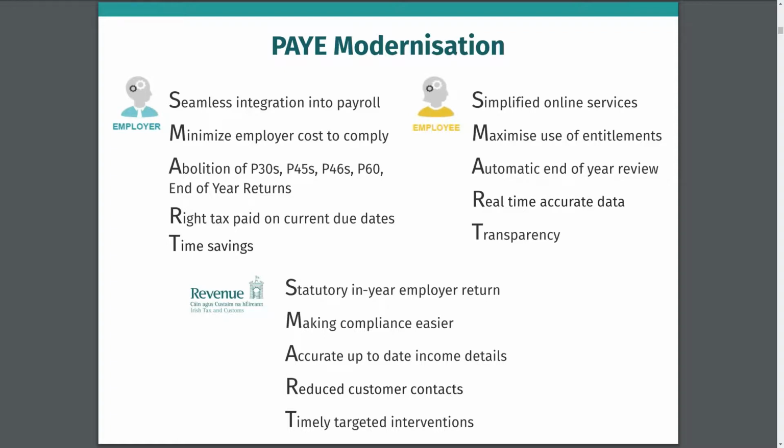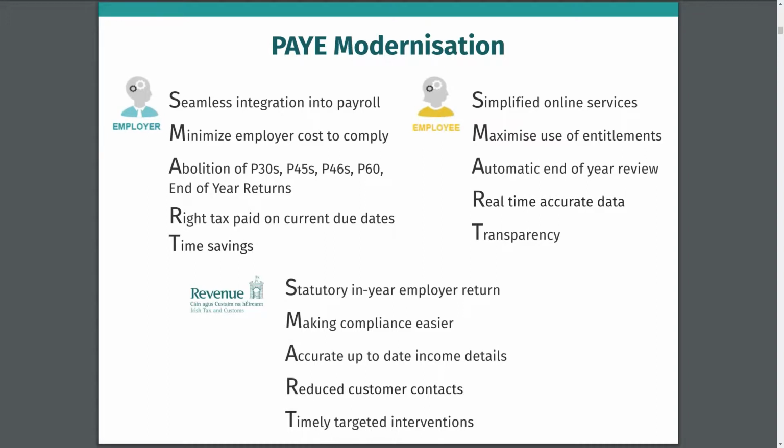We'll have accurate, up-to-date income details, and over time it should reduce customer contacts. We know with any new system, we expect an upsurge in customer contacts when the system goes live and in the months leading up to that go live date. To that end, we have increased our staffing numbers on our employer helpline, and there will be a significant amount of staff available to help employers during those first bedding in months.